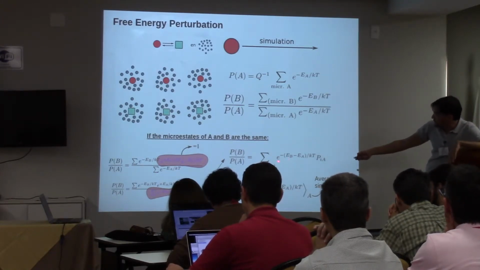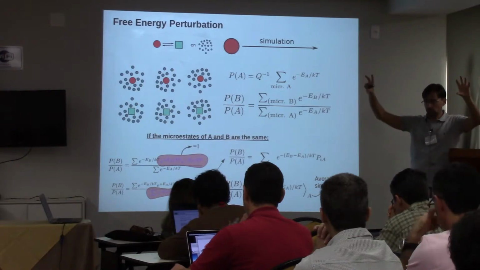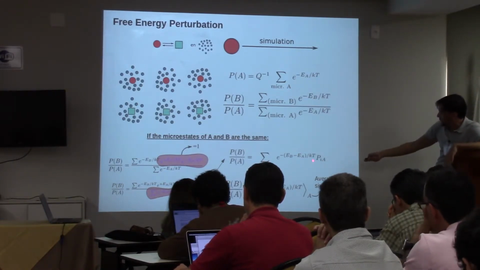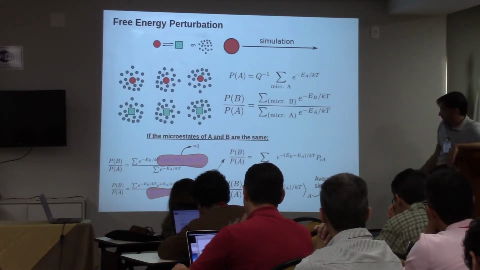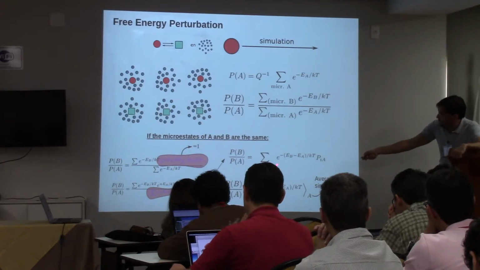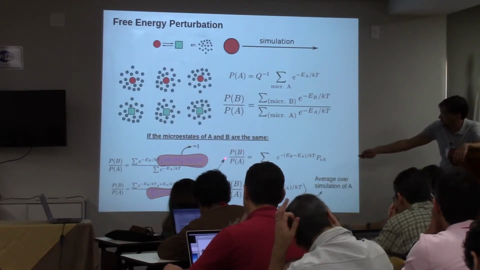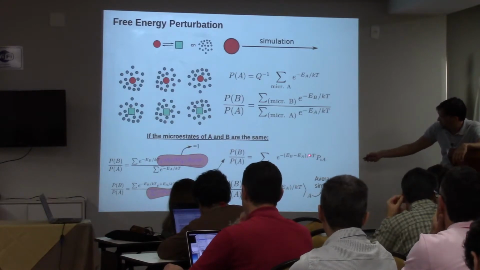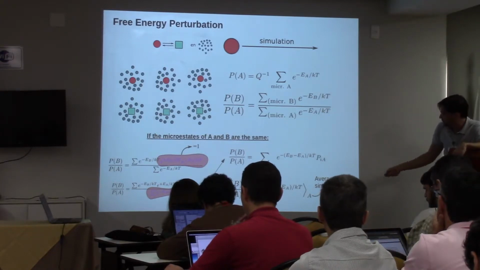We are summing the difference in energy, which consists in exchanging the red ball to the green square, times the probability of finding this particular configuration in this simulation of state A. This is a sum over all microstates of the probability times this property. So this is the average of this property in the simulation of state A. So the relative probability of A and B will be the average of this exponential difference of the energies sampled in a simulation of state A.